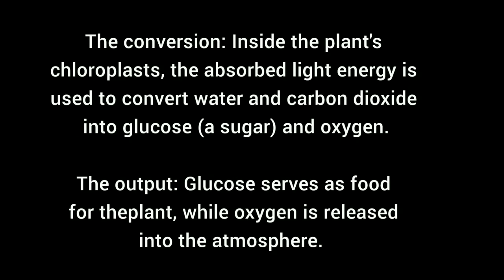Next, the conversion. Inside the plant's chloroplast, the absorbed light energy is used to convert water and carbon dioxide into glucose, a sugar, and oxygen. Here, the chloroplast of the plants absorbs the light energy and uses it to convert the water and carbon dioxide into glucose and oxygen. The output: the glucose serves as food for the plant while oxygen is released into the atmosphere.